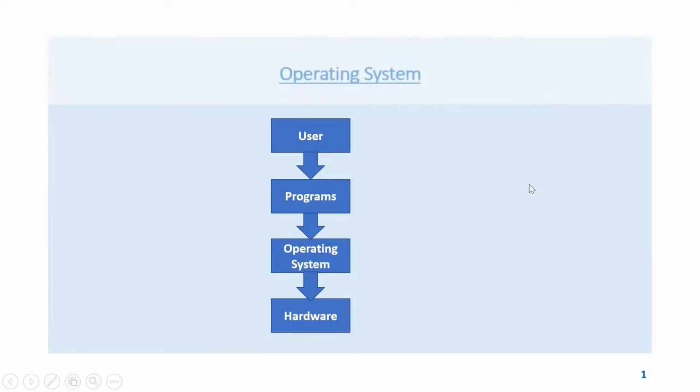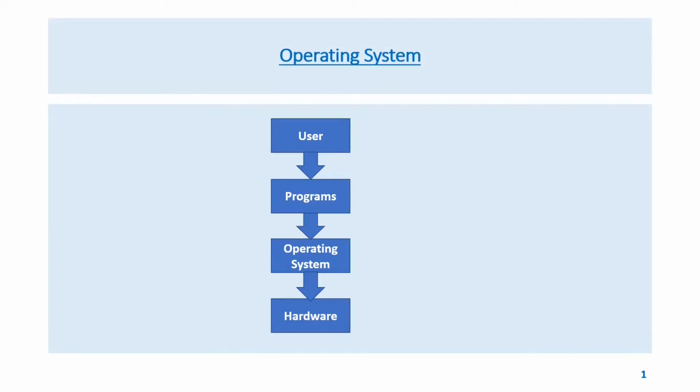Operating system. The user doesn't directly interact with the hardware. The user interacts with the operating system through the programs. The programs may be application programs or system programs, and the operating system interacts with the hardware.